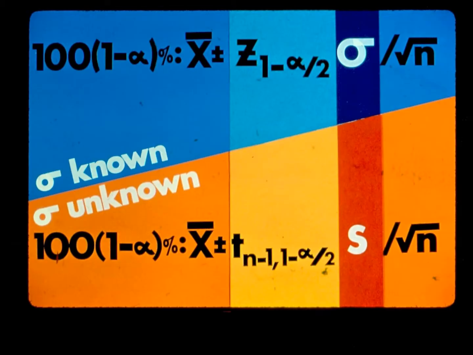The confidence interval formula when sigma is known is given at the top, in contrast to the formula obtained when sigma is unknown, shown at the bottom. These two expressions have resulted from the same derivation process, but because different variables are considered in each case, the z percentile at the top is replaced by a t percentile at the bottom, and sigma is replaced by s.